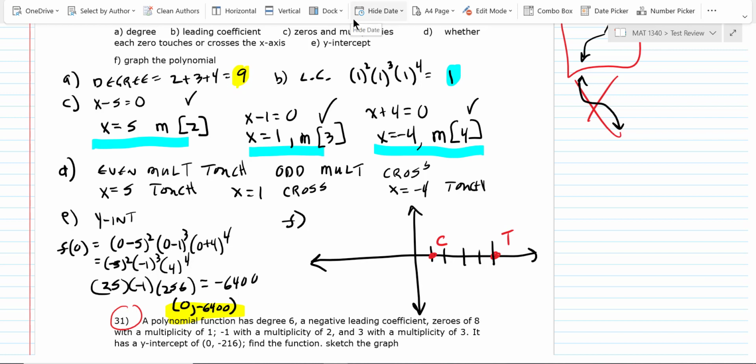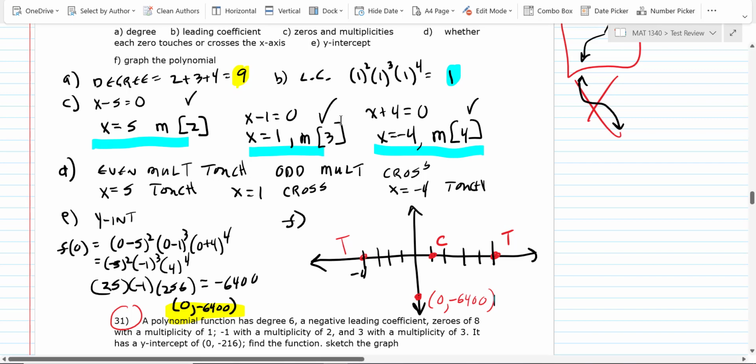And then we had the other 0 was at -4. Okay, and that was an even multiplicity, so I'll put touch there. Okay, the other thing we have is a y-intercept, so just put a dot and just label it. Okay, it's 0, -6400. You don't need to scale that y-axis because it doesn't matter.